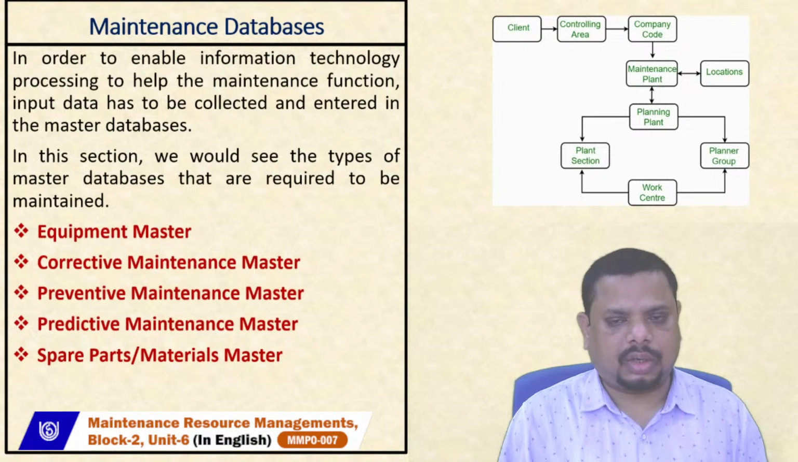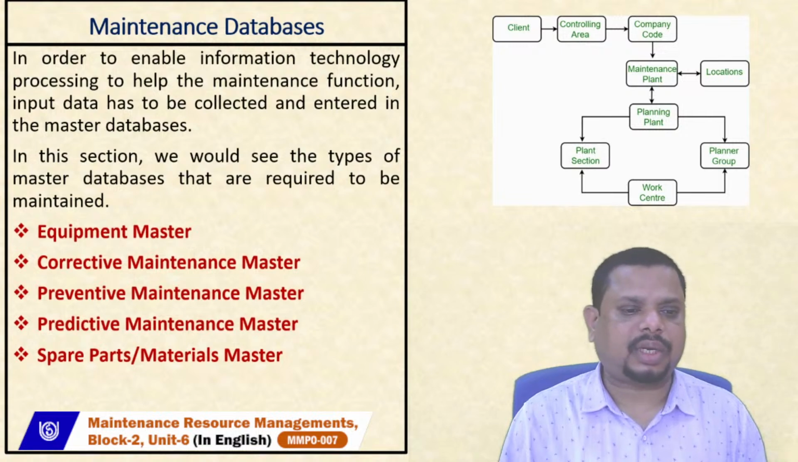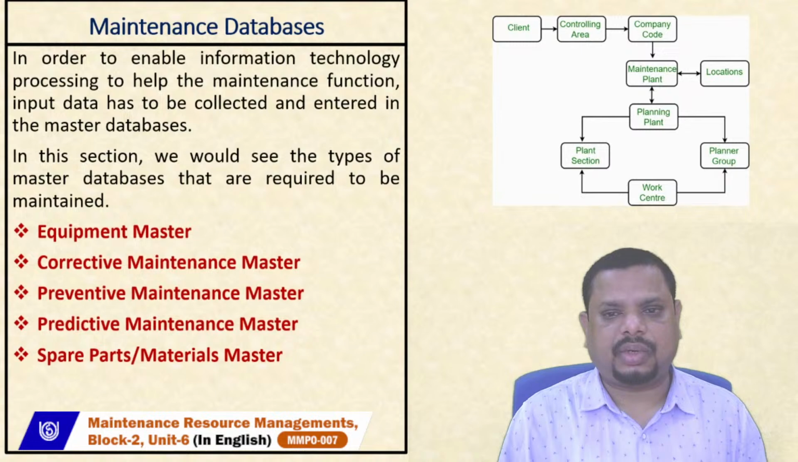So in order to enable information technology processing to help the maintenance functions, input data has to be collected and entered in the master database. In this section, we will discuss the different types of master database that are required to be maintained. The first one is equipment masters, then corrective maintenance masters, and next preventive maintenance masters. The fourth one is predictive maintenance master, and the last one is spare parts and material masters. So let's understand how the database is maintained.